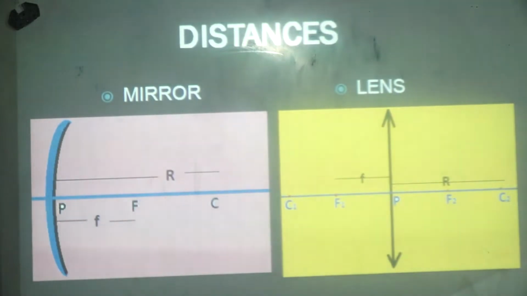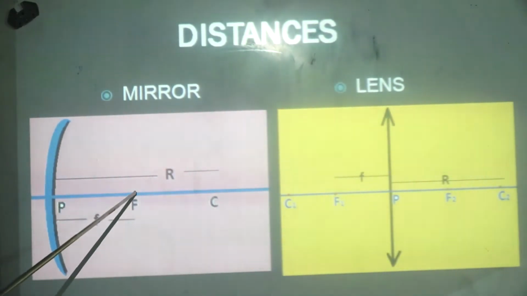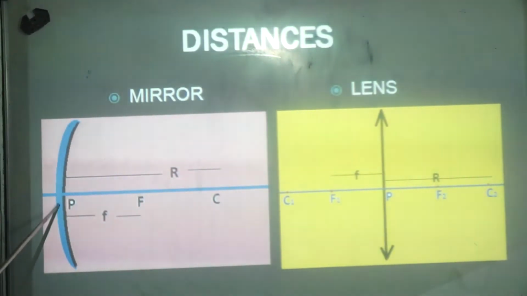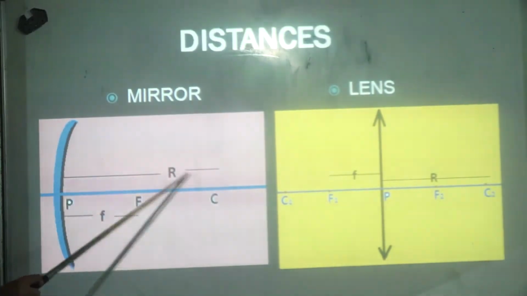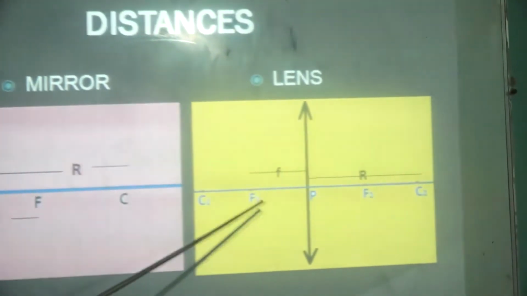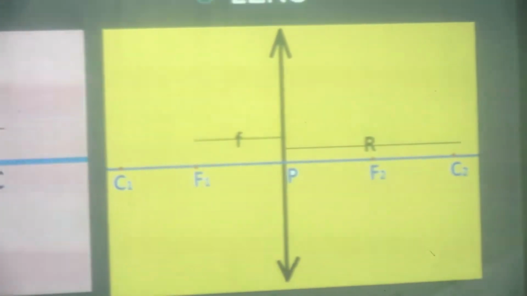Next, the distances. What distances do we measure in the mirror? First, from pole to F, the distance is known as focal length, F. In the same way, from pole to center of curvature, the distance is known as R, the radius of curvature. Here also the same thing: from pole to focus is the focal length, and from pole to center of curvature is the radius of curvature.